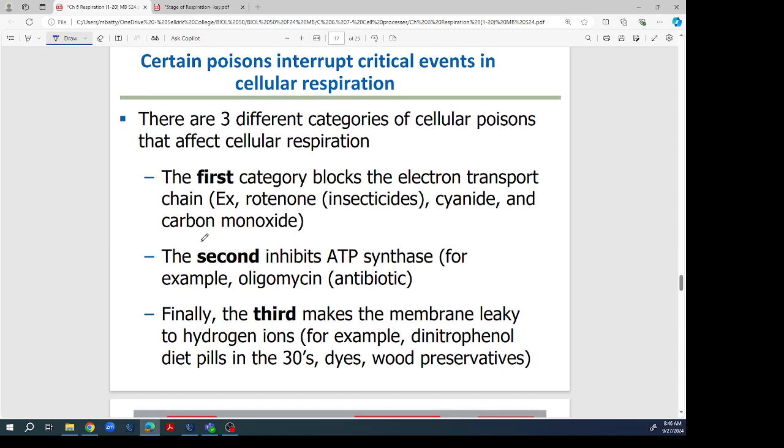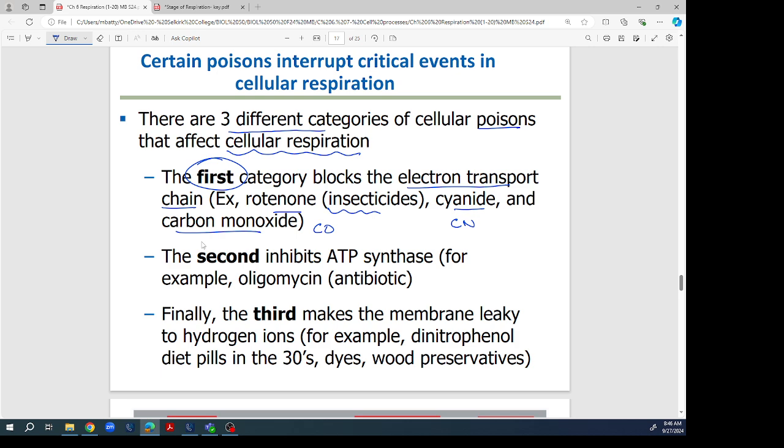Understanding aerobic cellular respiration allows us to see how things could go wrong. And so there's 3 different categories of poisons or toxins that can affect cellular respiration. Some of them are beneficial to humans, some of them are detrimental to humans. So the first category blocks the electron transport chain. If we block the electron transport chain, there's no setup for the big payout of chemiosmosis. And so things that work like this would be insecticides, specifically rotenone, cyanide poisoning, and then carbon monoxide poisoning as well. This is how it works on a cellular level.